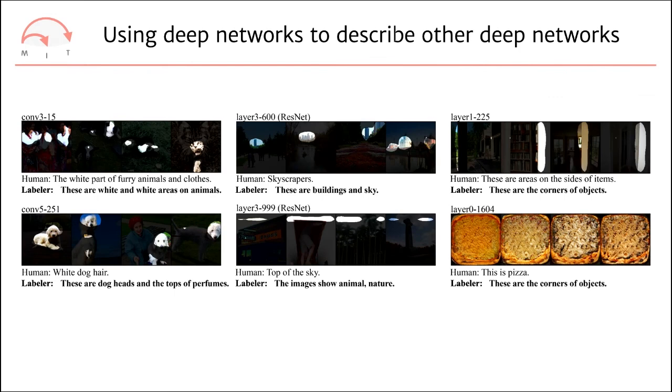It doesn't work all the time. There's a bunch of different interesting failure cases. Here's something that it labels as white areas on animals that I can't actually even remember what this is. But it's not exclusively that, there's a patch of a white animal and a bunch of other things. It fails to be specific. It says buildings and sky instead of skyscrapers. It thinks this pizza in a GAN is just a corner. Who knows why? But this procedure still works well enough that we can do some non-trivial things with it.